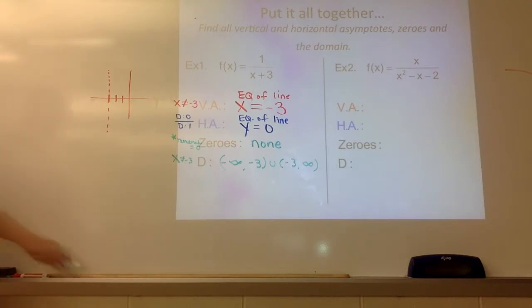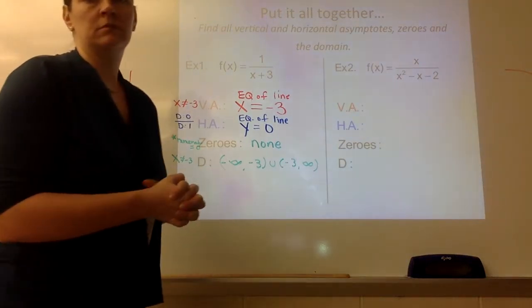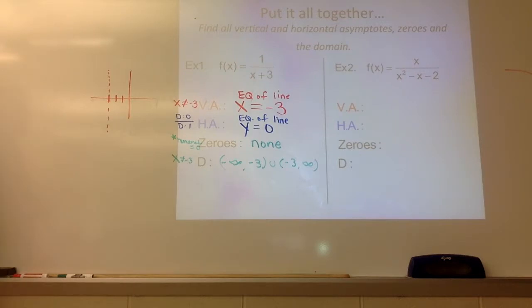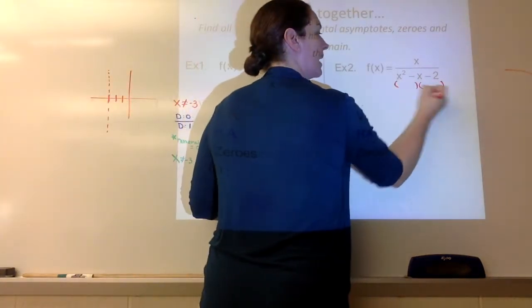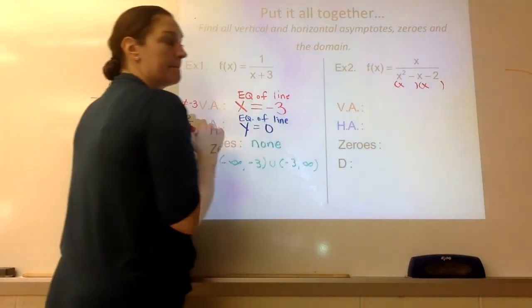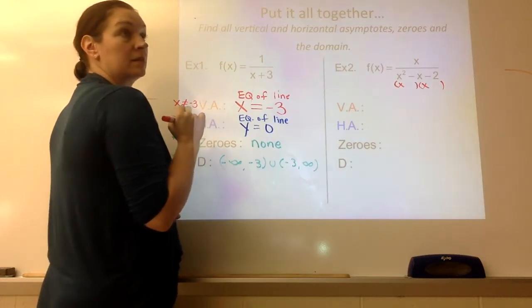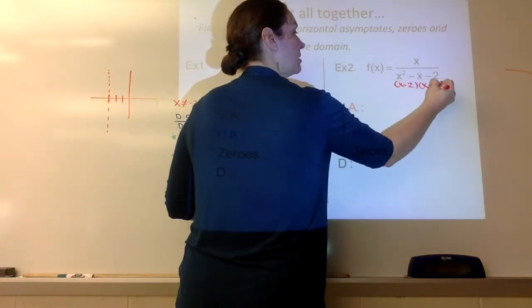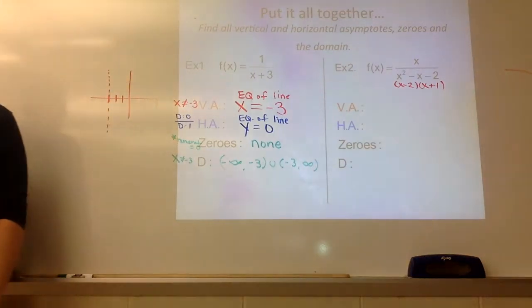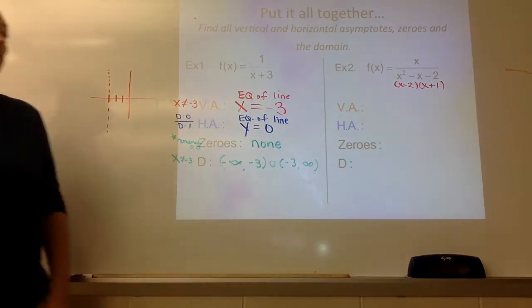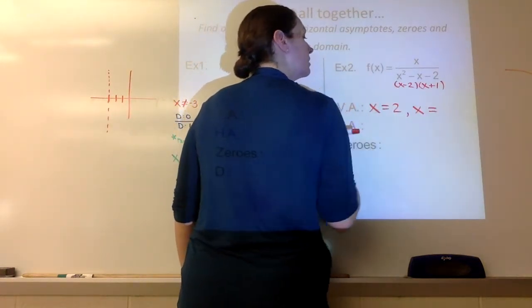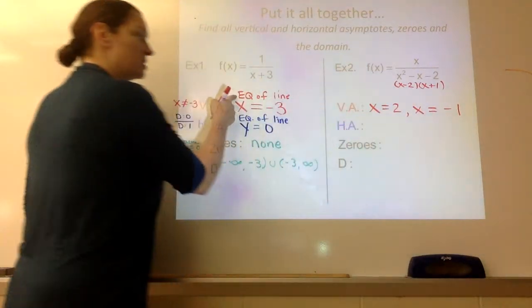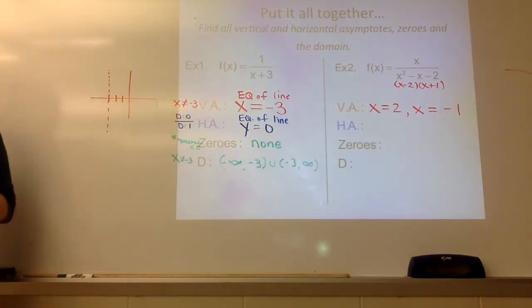All right, so now let's move over to example 2. Example 2. Vertical asymptotes. Where does it come from? Denominator. Factor the bottom. What do I get? X minus 2 times x plus 1. So, vertical asymptotes. How many do I have? 2. X equals what? And x equals negative 1. Again, these are equations of lines, vertical lines.